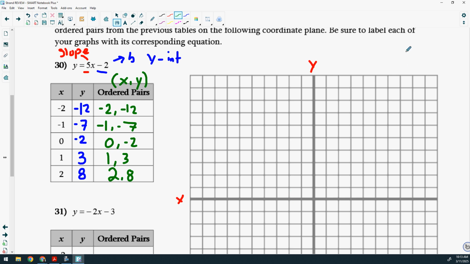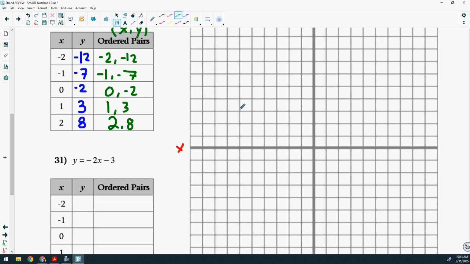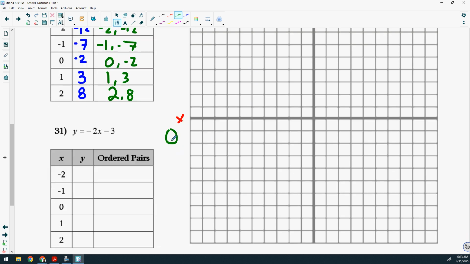Remembering that in quadrant 1, our x values are positive and our y values are positive. So this is our Q1. This is our Q2. Our x values are negative, our y values are positive. In Q3, our x values are negative, our y values are negative. And then in Q4, our x values are positive, but our y values are negative.